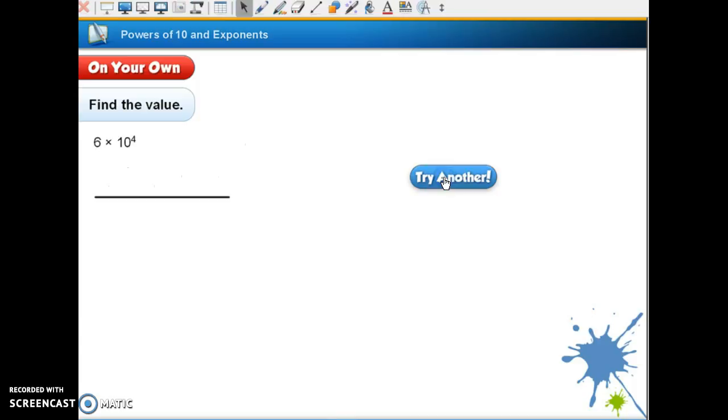Here we go. What's our whole number? 6. How many zeros are we going to put after our 6? 4. You probably don't want to do your comma till you get all your zeros. If there is no whole number, what's your first number? 1.